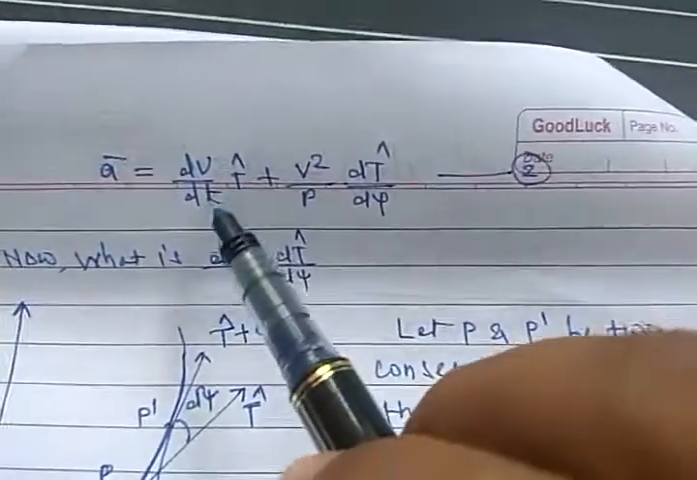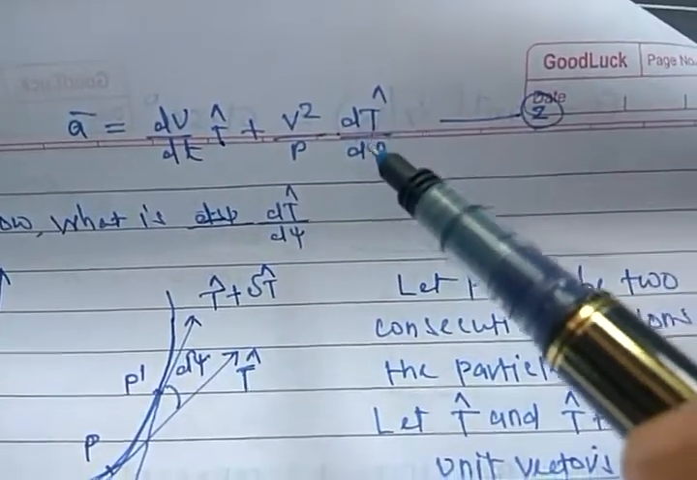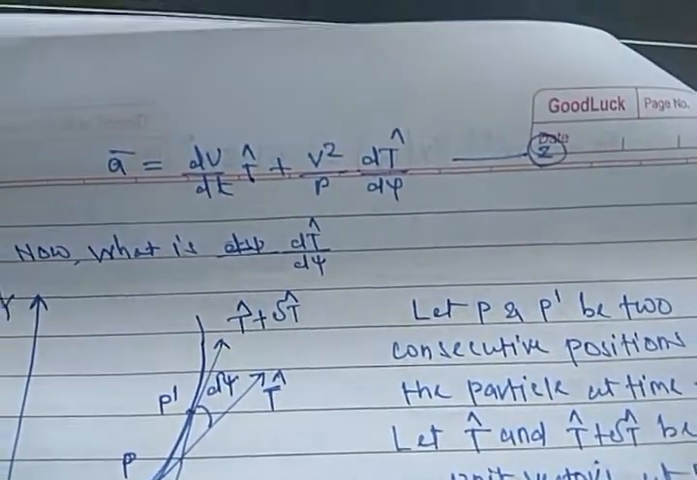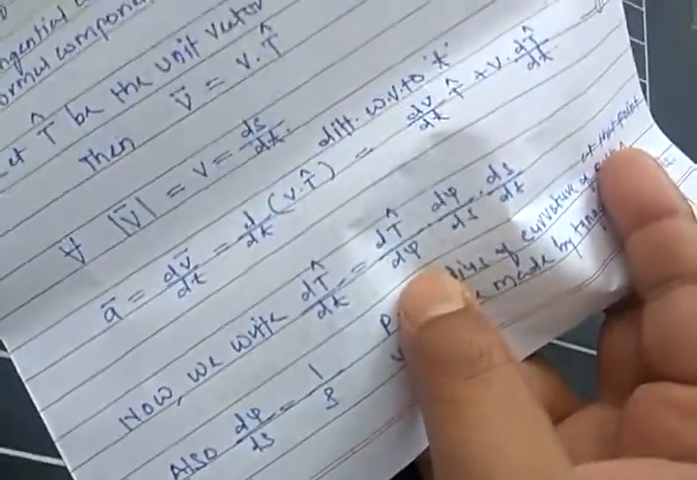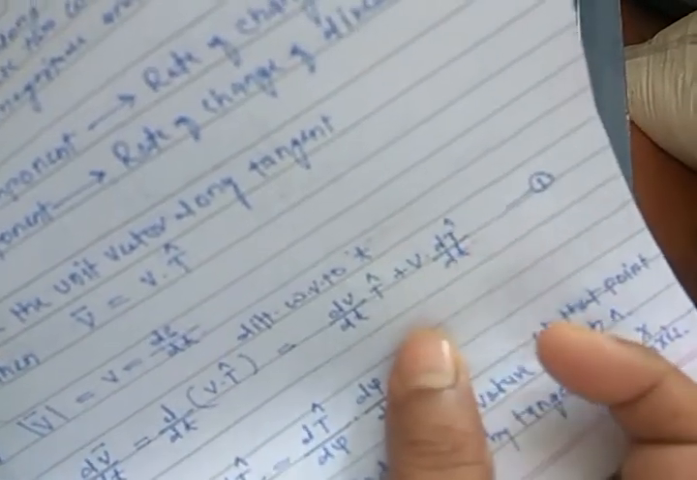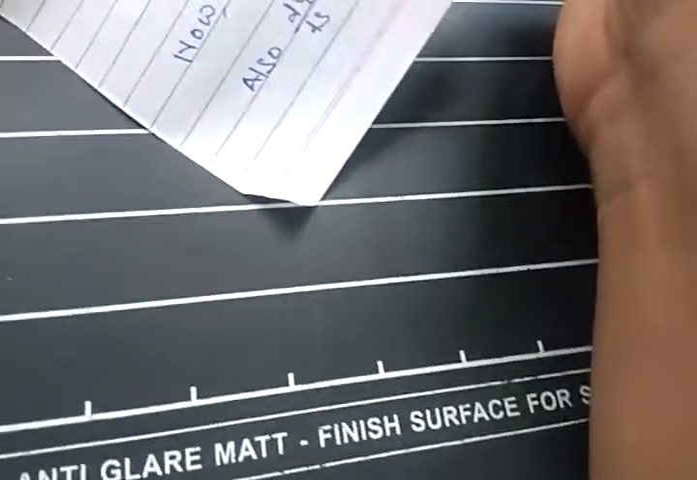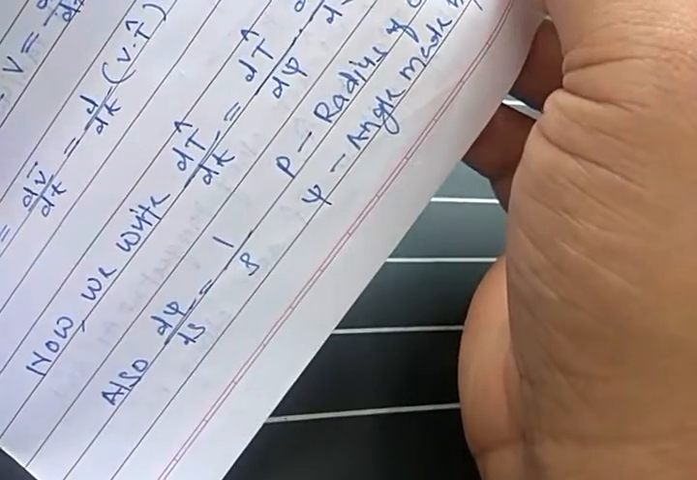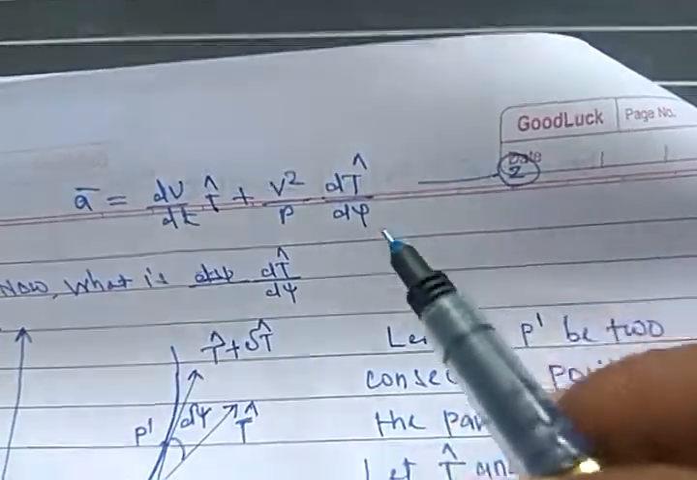Next, a bar is equal to dv by dt into t cap plus v square by rho into dt cap by d psi. How has this come? We know a bar is equal to dv by dt into t cap plus v into dt cap by dt. Instead of d psi by ds, we have replaced 1 by rho, and this has come: dv by dt into t cap plus v square by rho into dt cap by d psi.